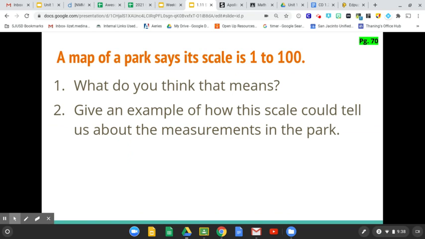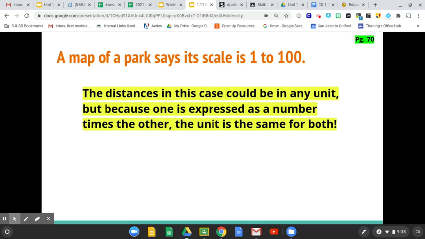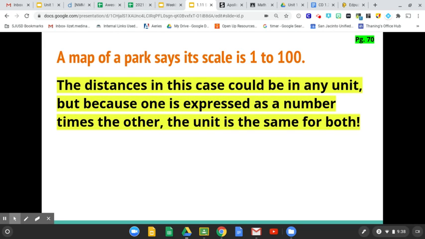A map of a park says its scale is 1 to 100. What do you think that means? Give an example of how this scale could tell us measurements in the park.